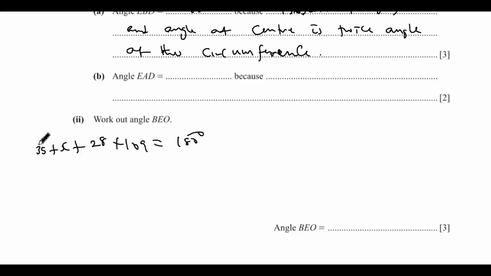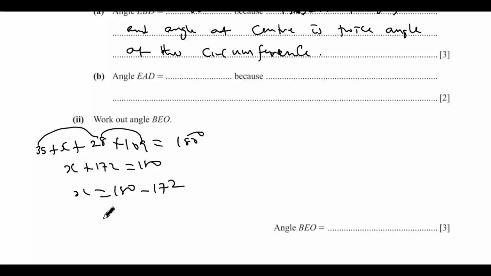So if you add 35, this, and this, you should get 172. So X add 172 equals 180 degrees, and X equals 180 degrees minus 172, and X is obviously 8 degrees. So angle BEO is 8 degrees. Let's go to the next question.